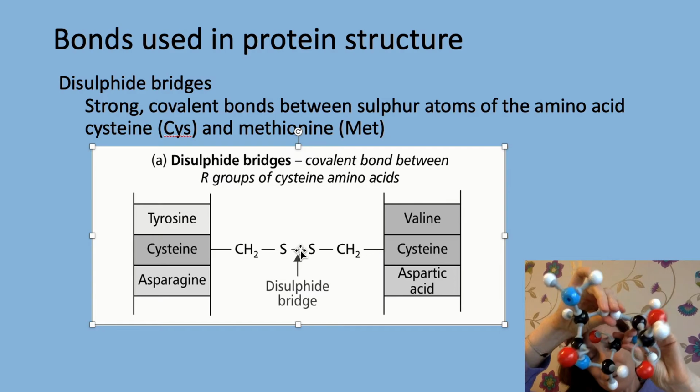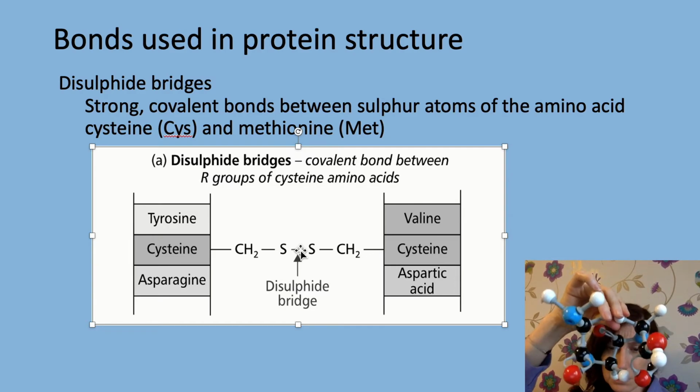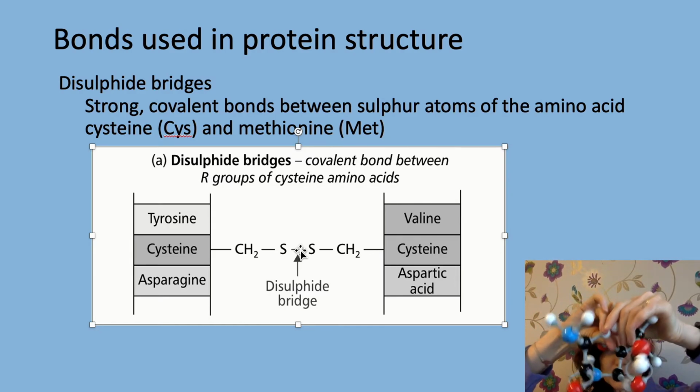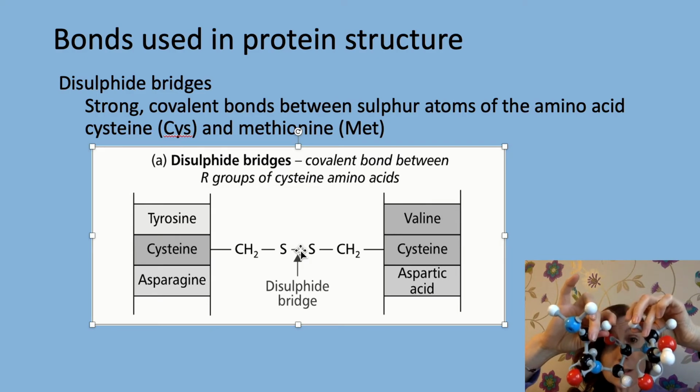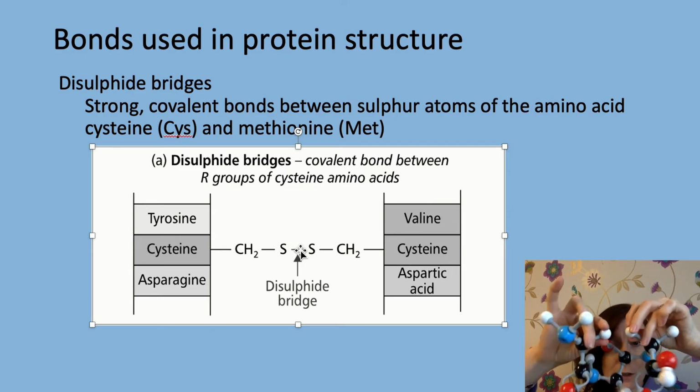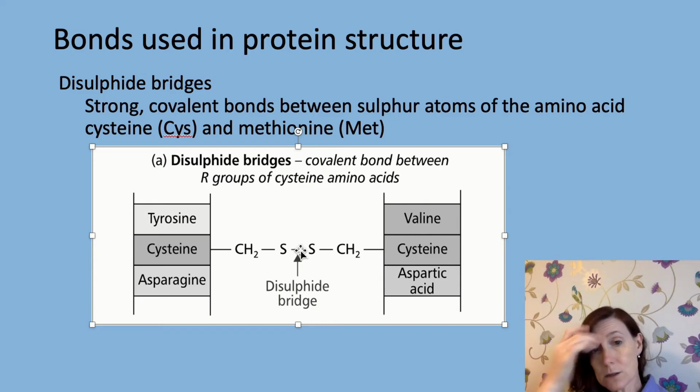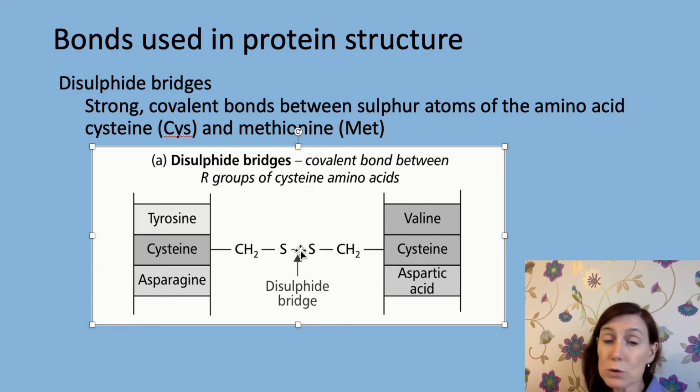So it's going to stay folded in that particular shape because of this strong covalent bond between these two atoms here, these two sulfur atoms. So that's the first type of bonding, this disulfide bridge. Very, very important in some of our proteins.